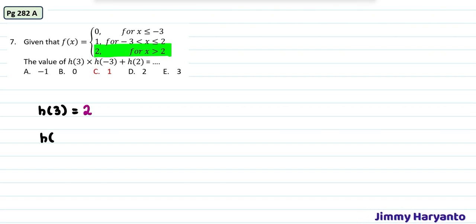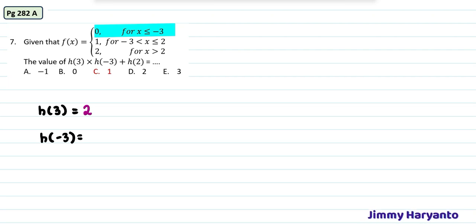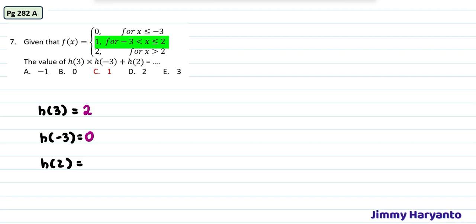And the next is h negative 3. For h negative 3, the value of x will be right there. That means the value of the function will be 0. And then the next one is h(2). For h(2), the x will be right here. That means the value of h will be 1. And then the question wants you to multiply these two. So 2 times 0, and then add this one, plus 1 equals 1.